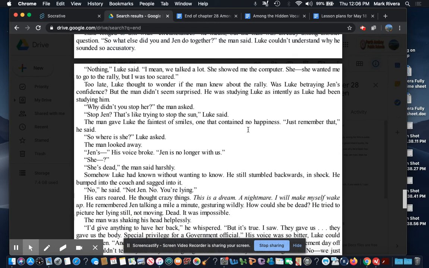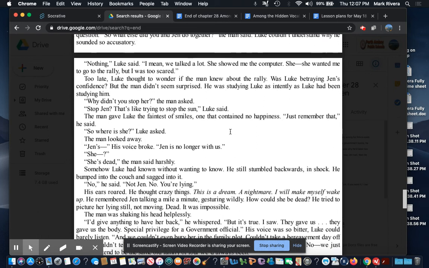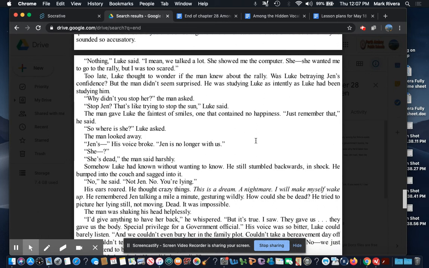"Nothing," Luke said. "I mean, we talked a lot. She showed me the computer. She wanted me to go to the rally, but I was too scared." Too late, Luke thought, to wonder if the man knew about the rally. Was Luke betraying Jen's confidence? But the man didn't seem surprised. He was studying Luke as intently as Luke had been studying him.